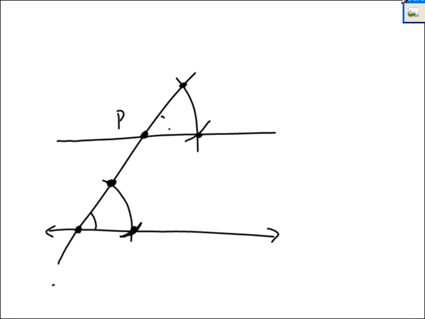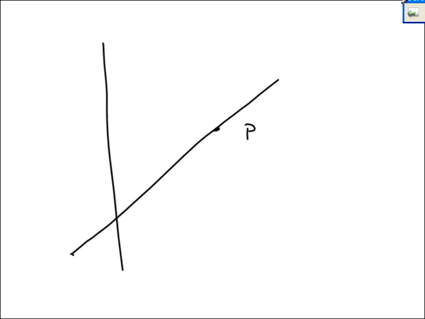These two lines are parallel. Those two lines are parallel. All I did was reconstruct this angle right here. That's all I did. And since this line is the same for both of these angles, then these lines have to be parallel.